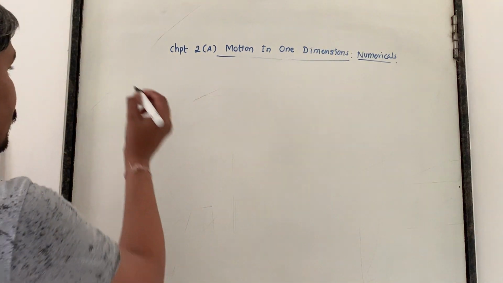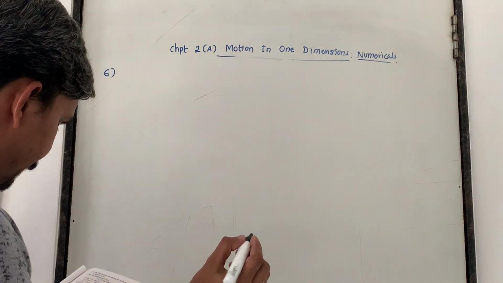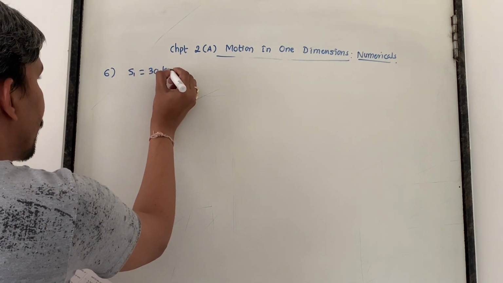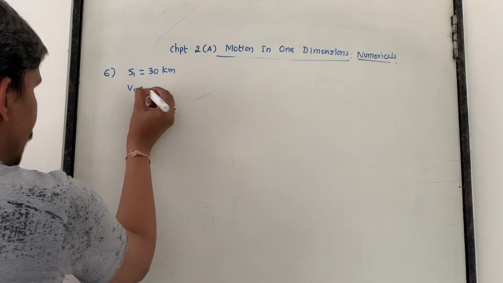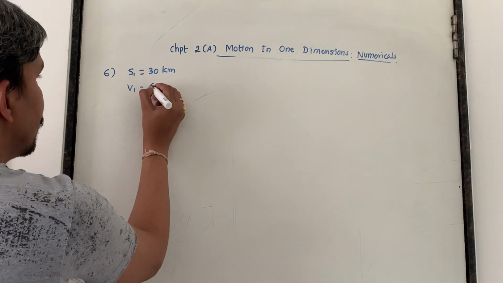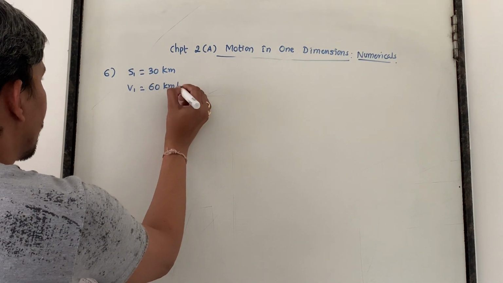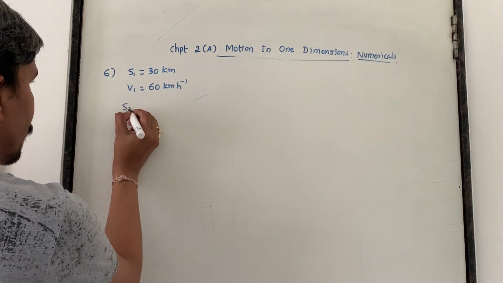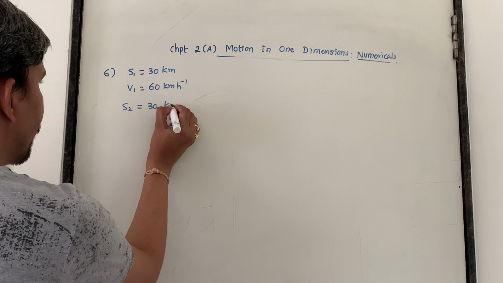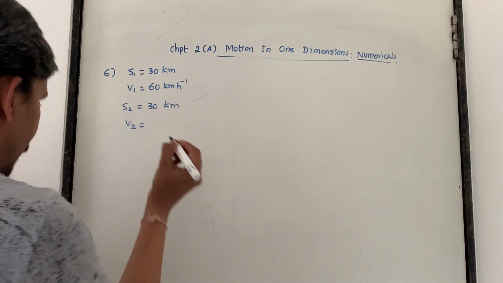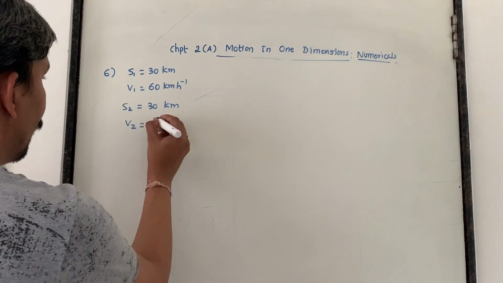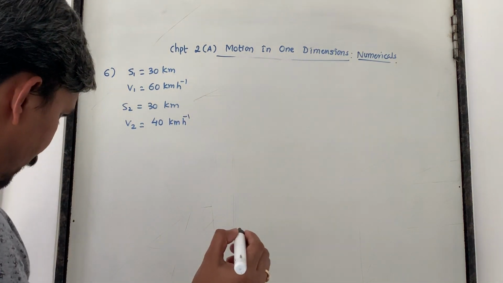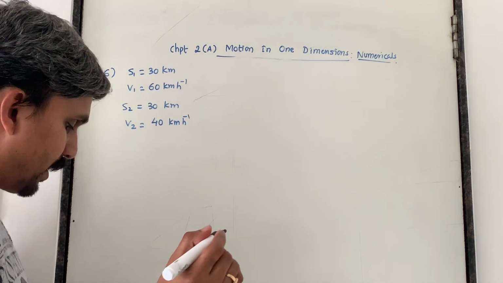Right? Here I will write S1 is 30 km. V1 is given as 60 km per hour, right? S2 is 30 km. V2 is given as 40 km per hour, right? Calculate the total time of journey and average speed.